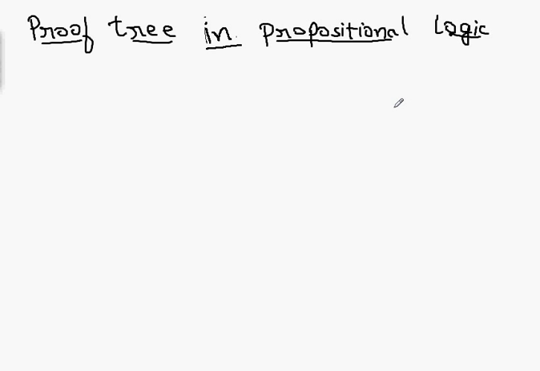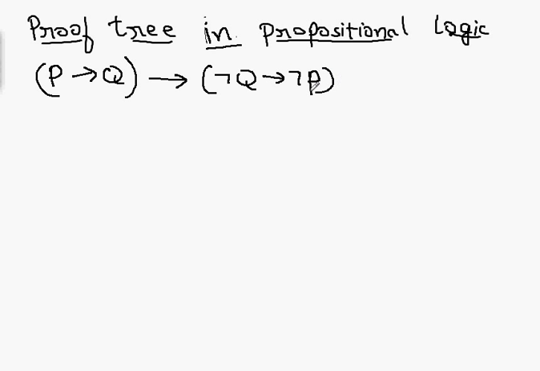Hello friends. Now in this video we'll see how to create a proof tree for a given propositional logic formula. This is a proof tree in propositional logic. Now consider that I have a formula given like P implies Q, and that implies negation of Q implies negation of P. So how do we create a proof tree?